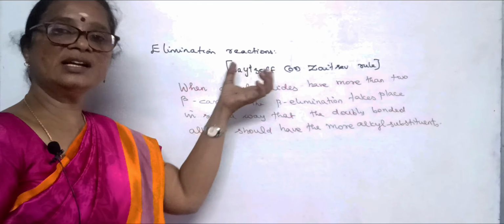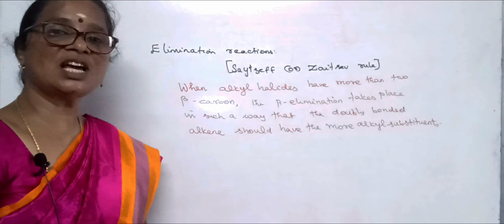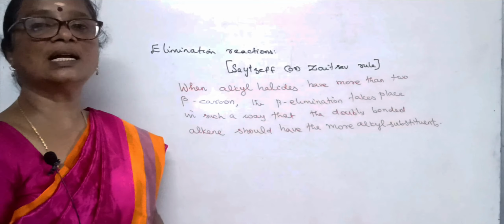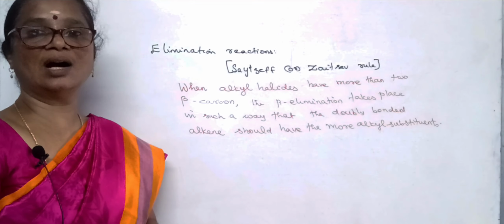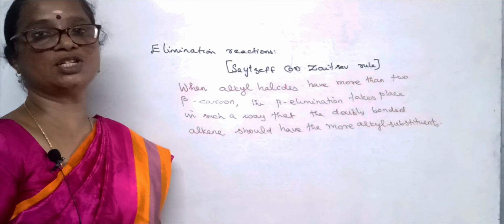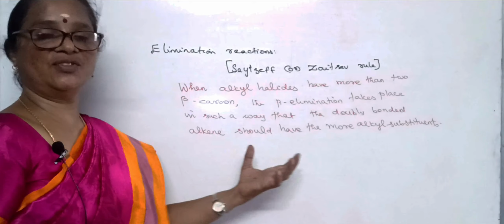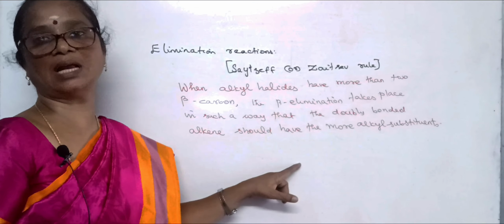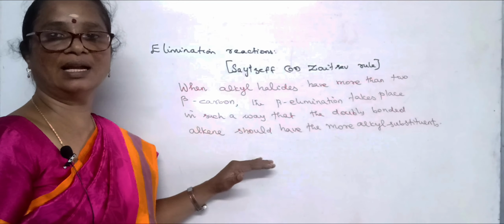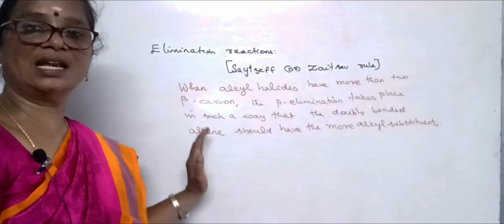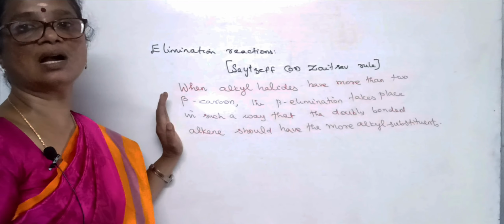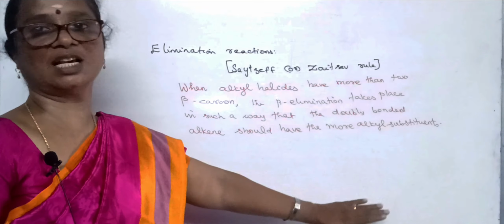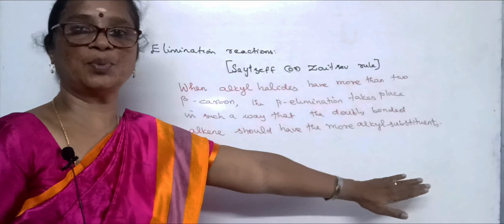According to this rule, the major product will be the one in which the doubly bonded carbon atoms have more alkyl substituents. So whenever we find an alkyl halide having more than one beta carbon, we have to analyze in which direction the elimination of hydrogen from the beta carbon can give rise to more alkyl substituents on the product.